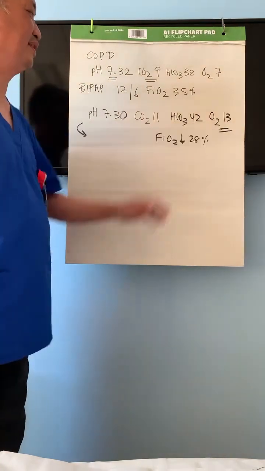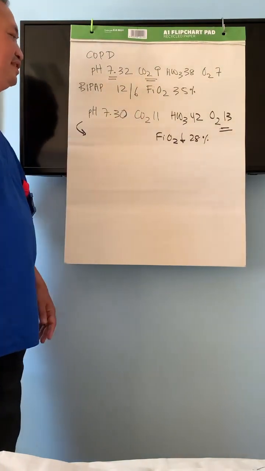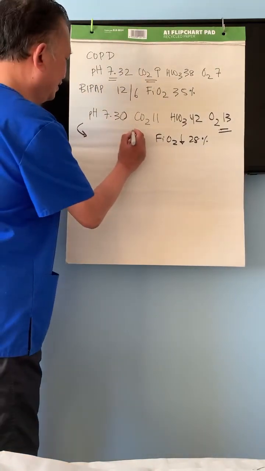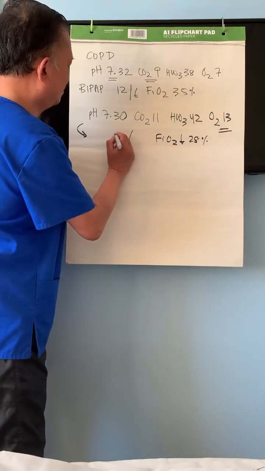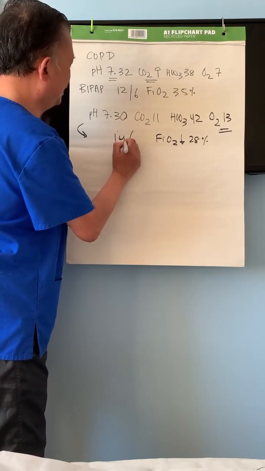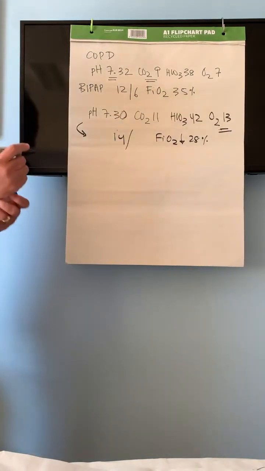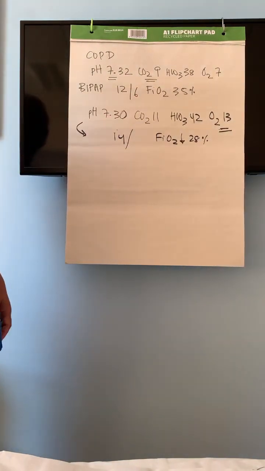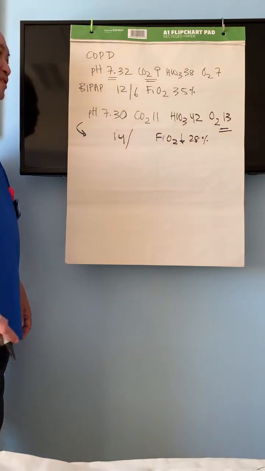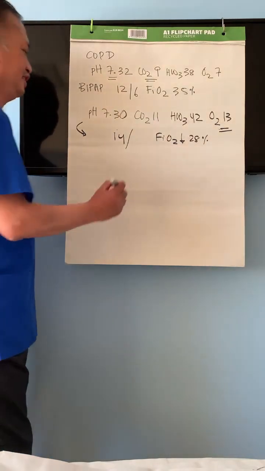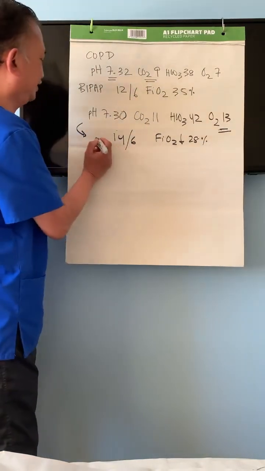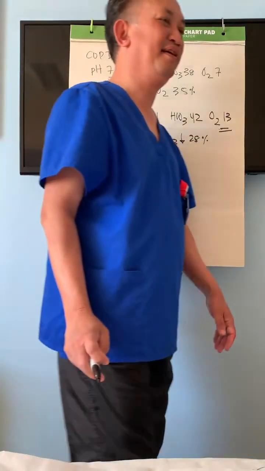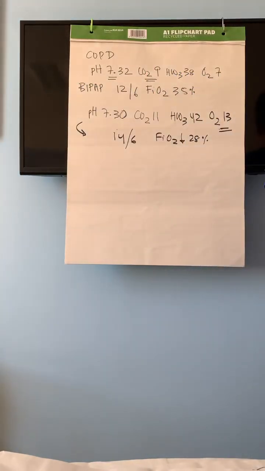So we deal with this one. So how to deal with this carbon dioxide rise? Increase the IPAP, right? IPAP increase to 16 or whatever, 14, whatever. Plus 2 or plus 4 is fine. And do we need to touch the EPAP or not? No, because EPAP is for oxygen. So keep the EPAP the same, 14.6. And don't forget to repeat ABG 1 hour later.